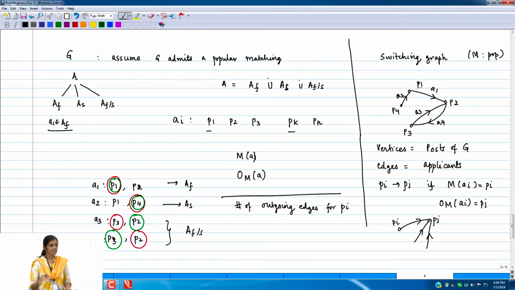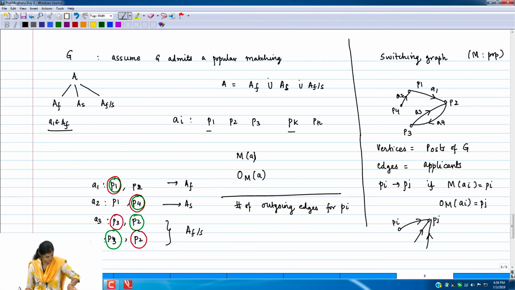Good. If a vertex or a post is not matched to any applicant, then we cannot draw an outgoing edge from it, right? Because we draw an outgoing edge from that vertex if it is matched to some applicant and that applicant treats Pj as its other post. But if that post remains unmatched, then you cannot draw an outgoing edge from it.